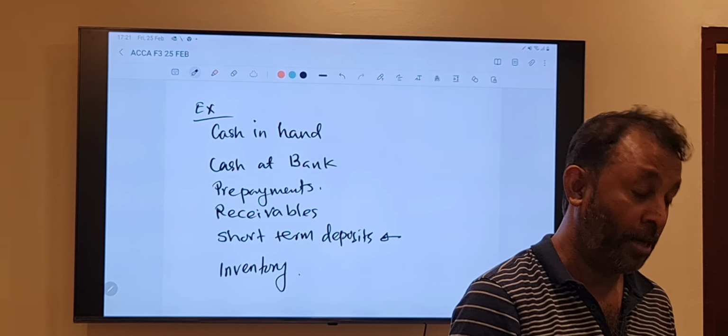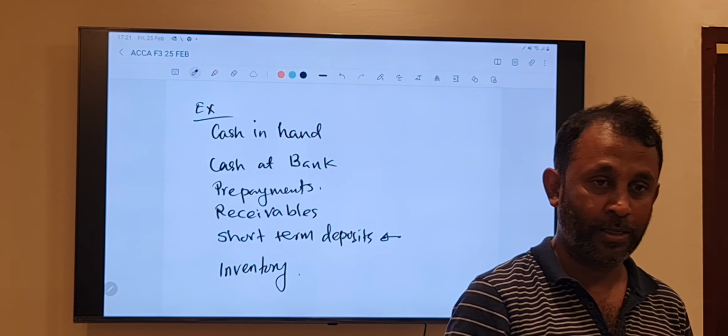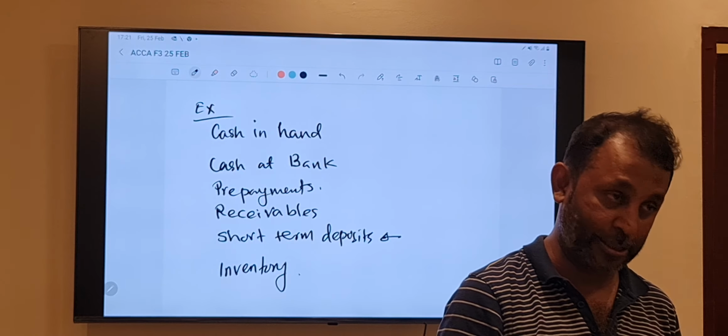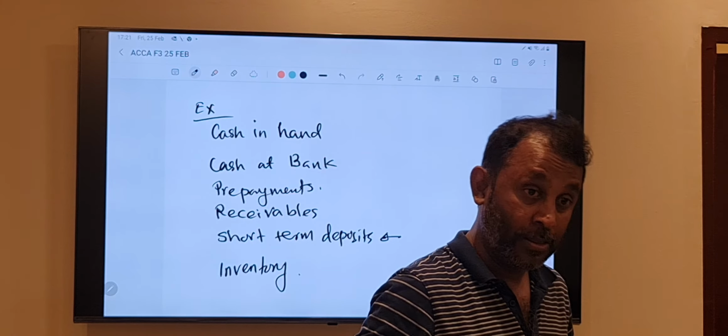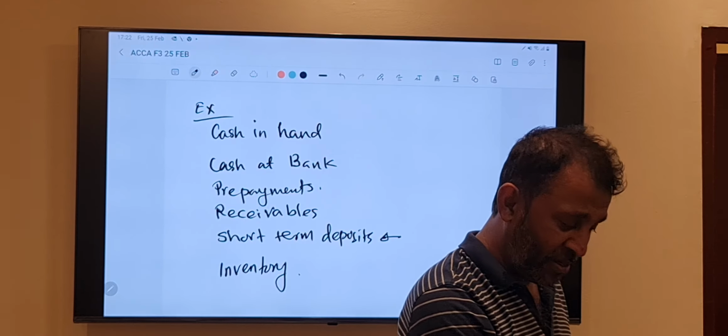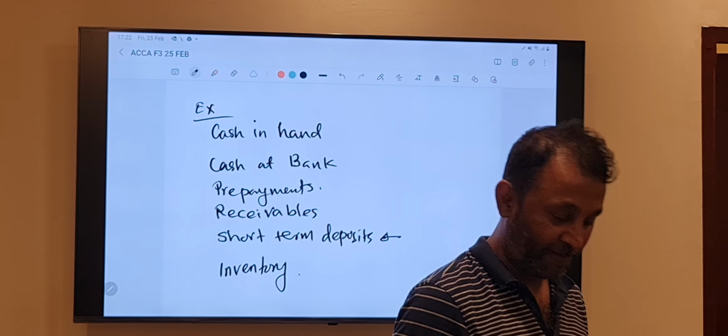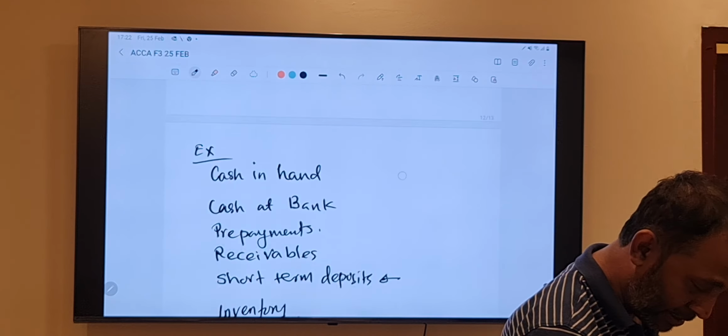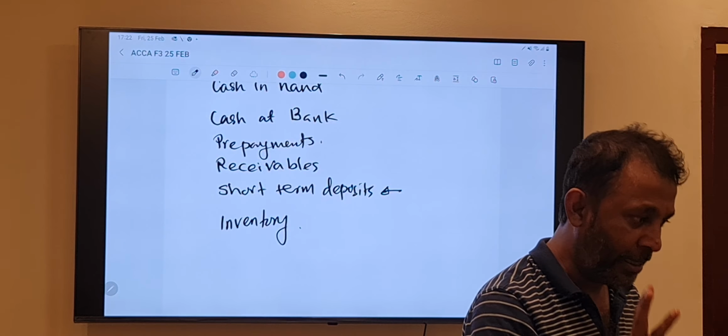Okay. So these all are examples for current asset. Now saving account also we can say. Saving account is part of short term deposit. Yeah, exactly. So now we have discussed current asset and non-current.